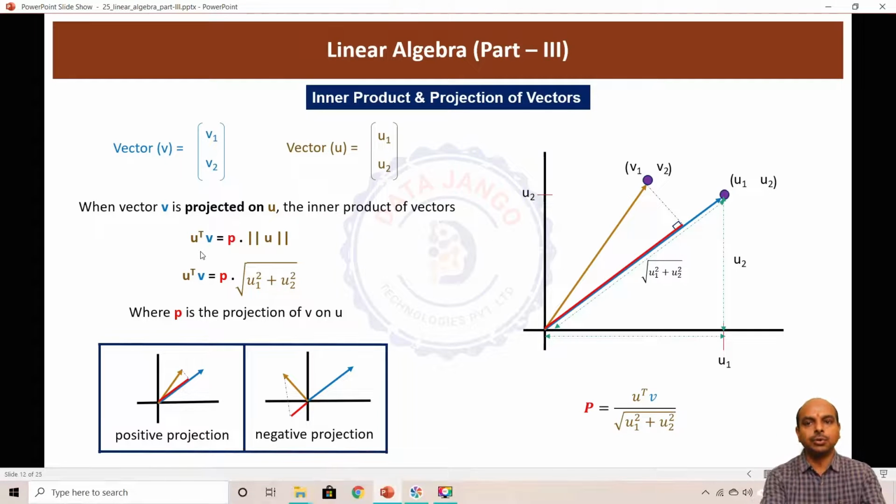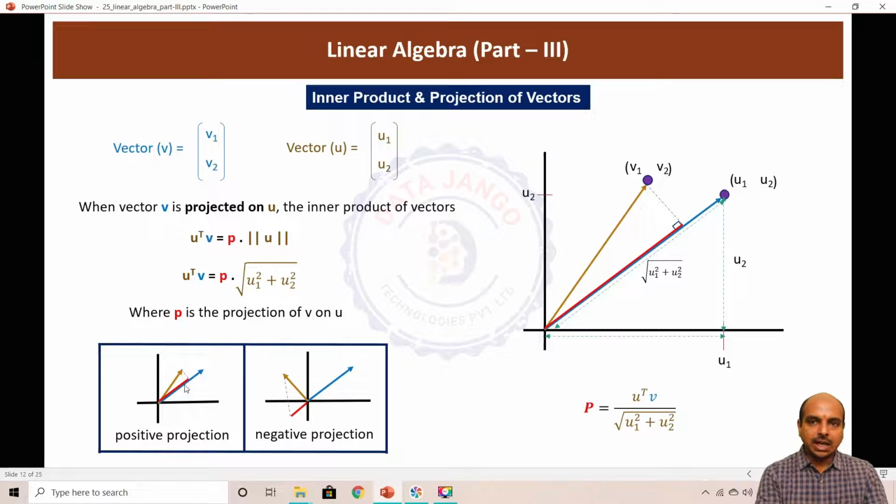So u transpose v, the multiplication of two vectors, is equal to p, the projection length, times the norm of the vector. So if you want to find the projection, the projection is equal to u transpose v divided by the square root of u1 squared plus u2 squared, the length of the vector u. You unitized the u vector and then multiplied it with the v vector, and that is what gives you the projection.